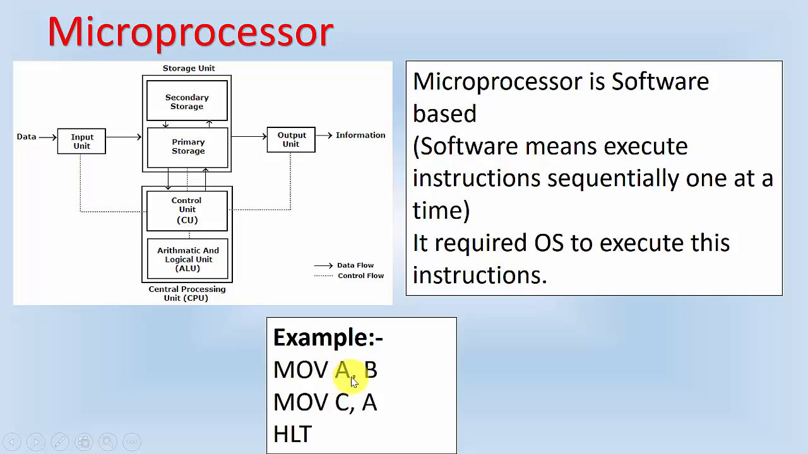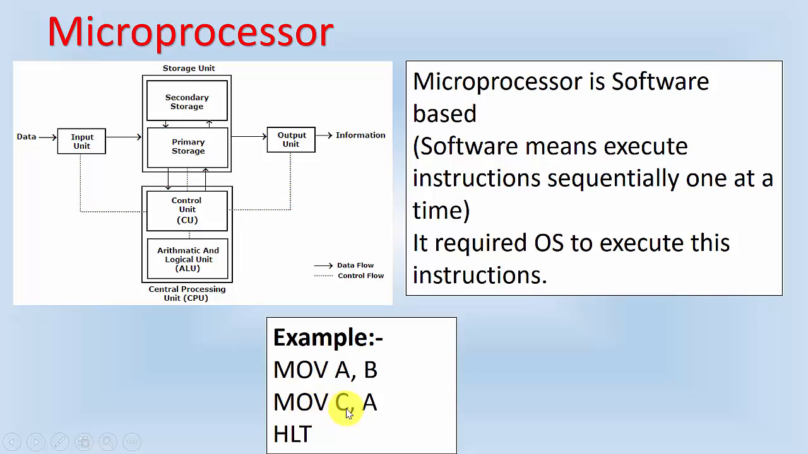Move a comma b means what? The content present in b will be copied to the a register. For whom are we saying this? We are saying this to the operating system, the OS: the content present in b is copied to the a register.